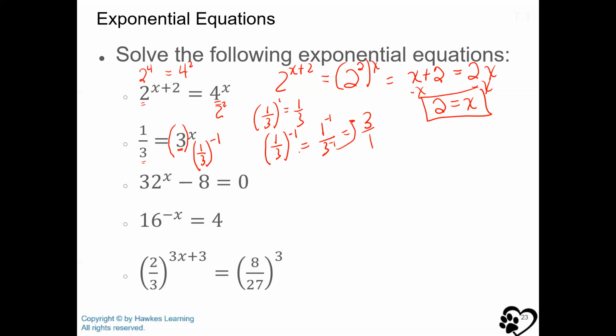Right? And so what would happen if I put 3 to the -1st in my calculator? I get 1/3. So guess what x equals? X is equal to -1, because 3 to the -1st is 1/3.